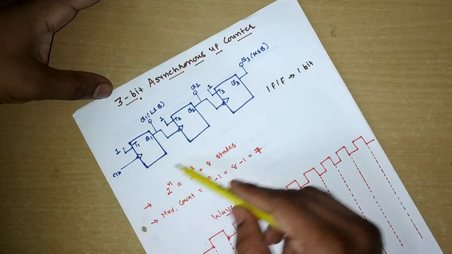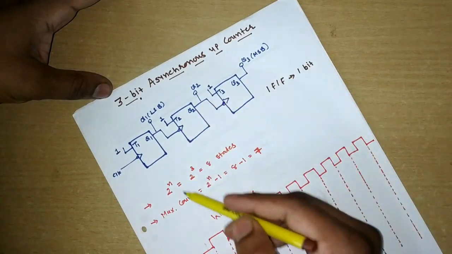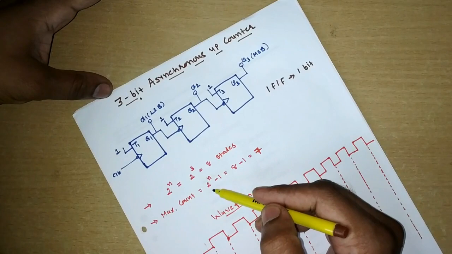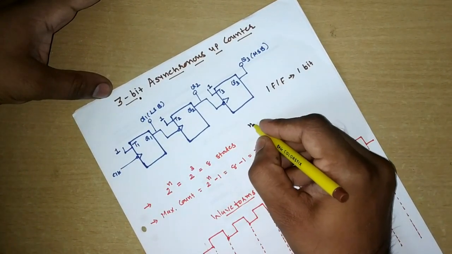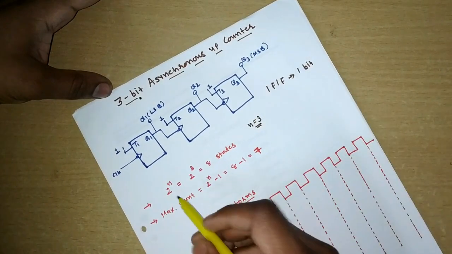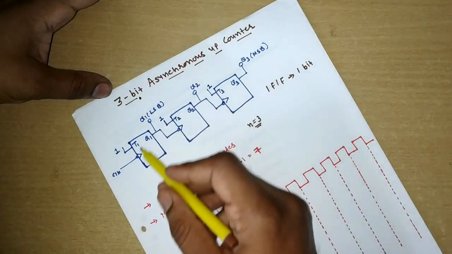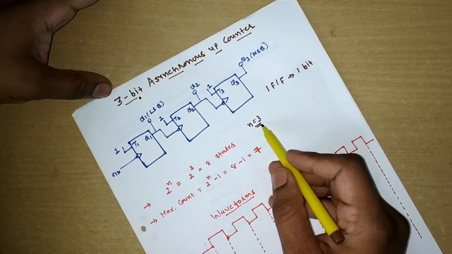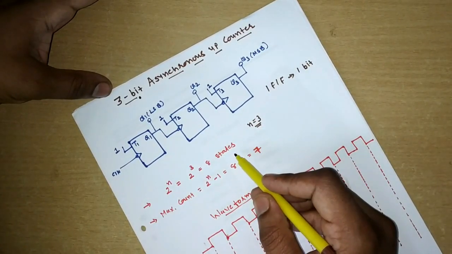Now it is necessary to understand how much maximum count I will be able to count with this asynchronous counter. As it is having 3 bits, here I will take n equal to 3. Any counter can have maximum states as 2^n. Here n is equal to 3, so the maximum count will be 8.